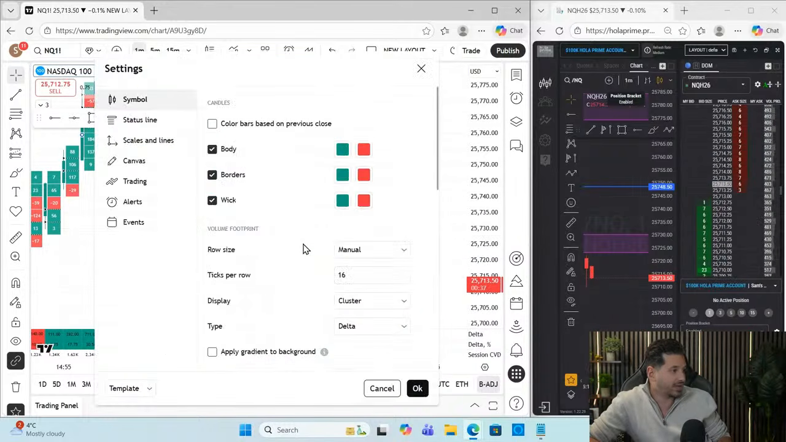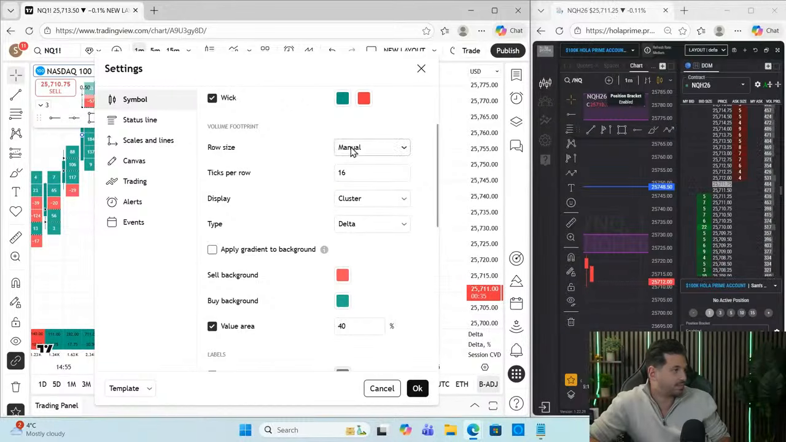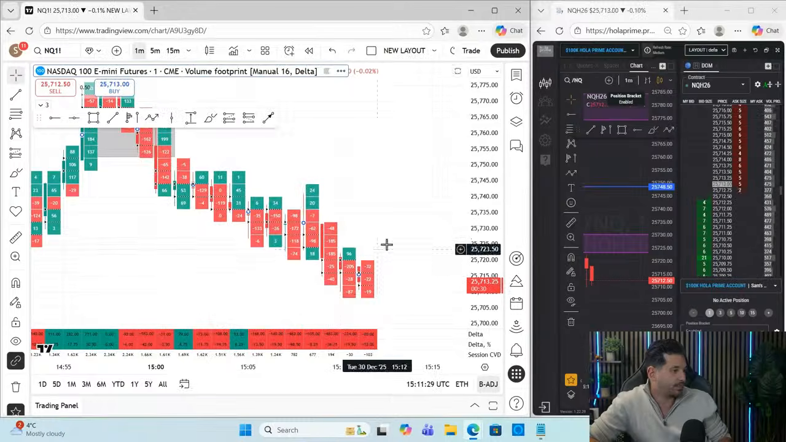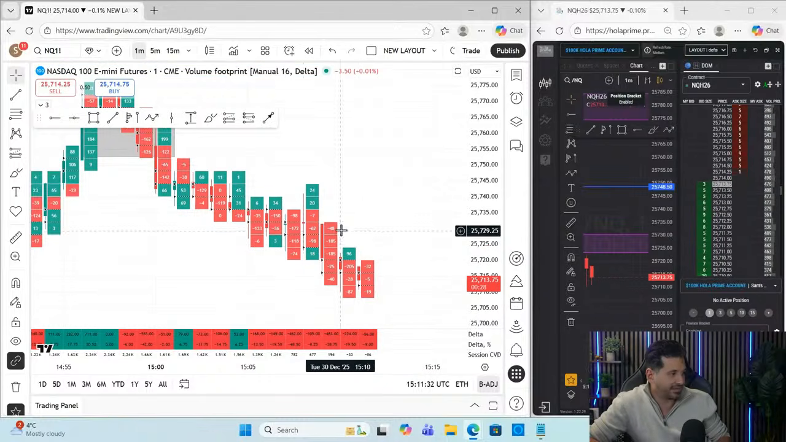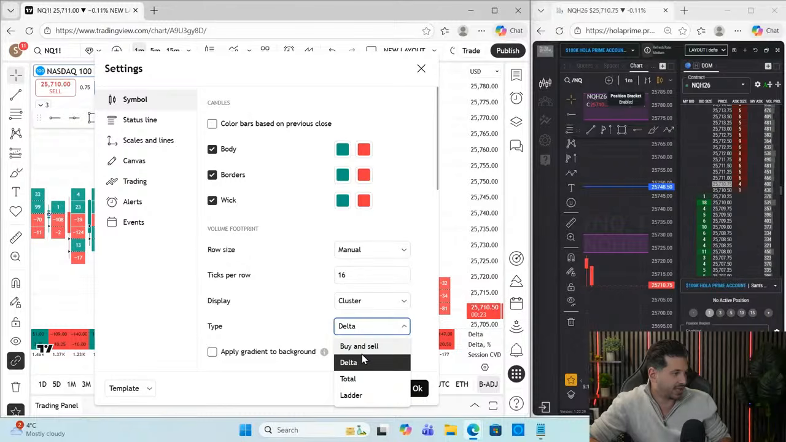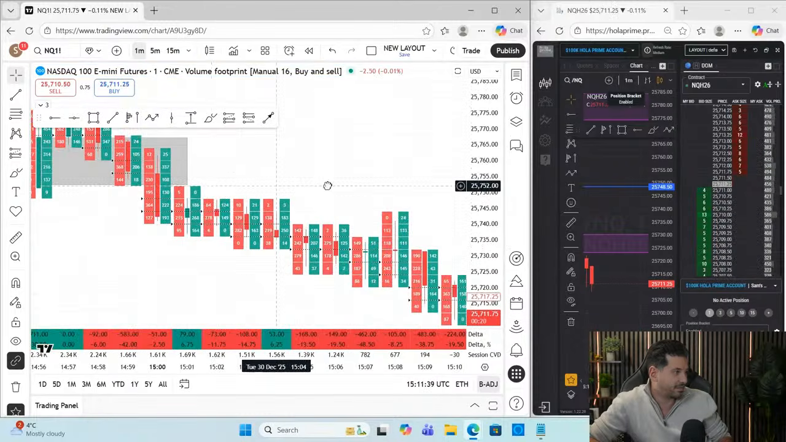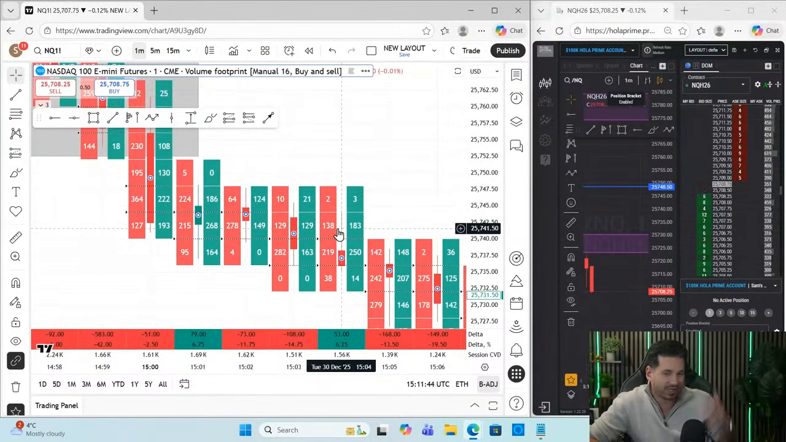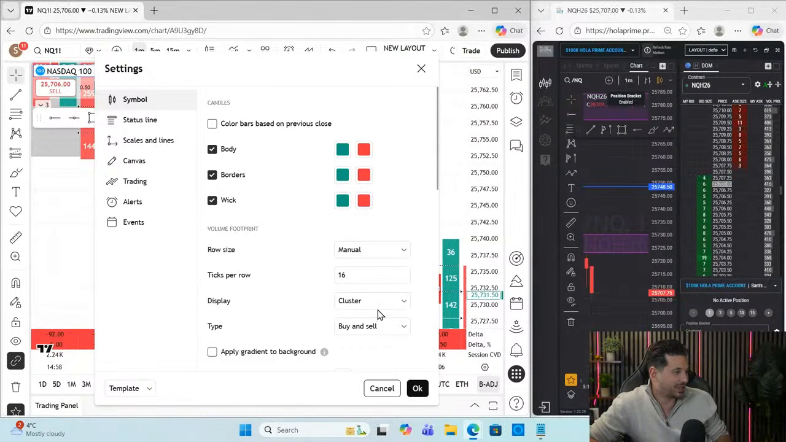And then obviously there's a bit of a setup. You want to change the colors, all the settings to how you like. But I use just the delta footprint, so the difference between the buyers and sellers. You can obviously use the actual buy and sell footprint. But for me, that's just hard to read. It's very hard to kind of gauge who's in control, because you have to do a bit of mental math. I don't really need to do the mental math.